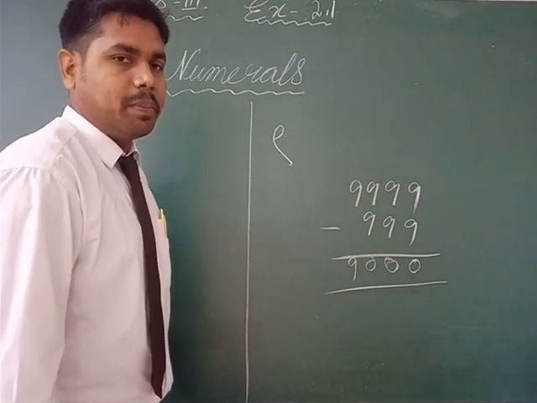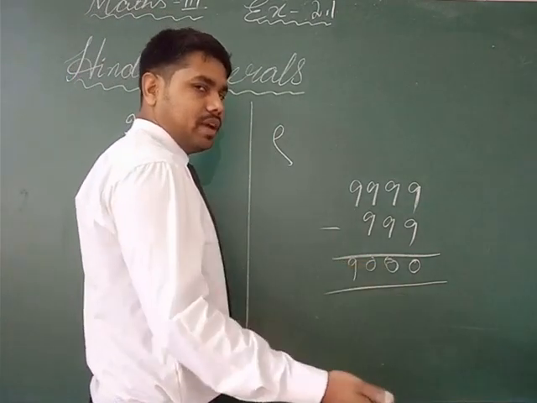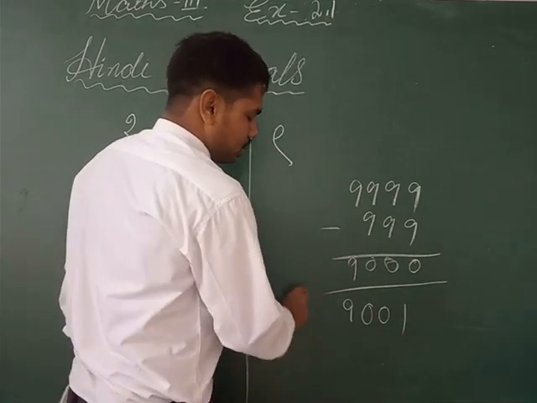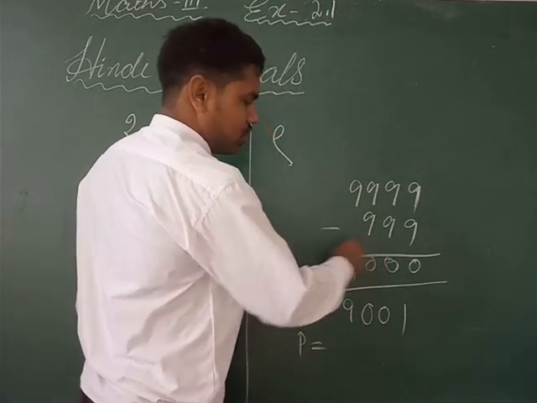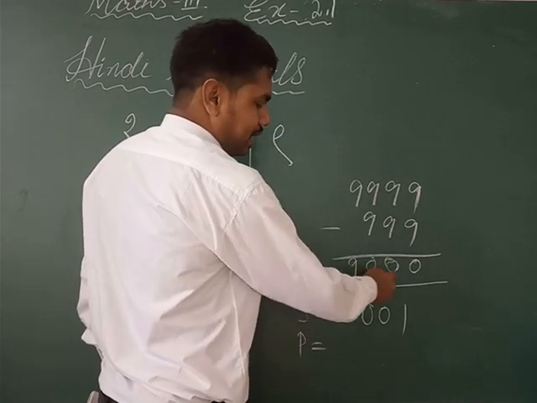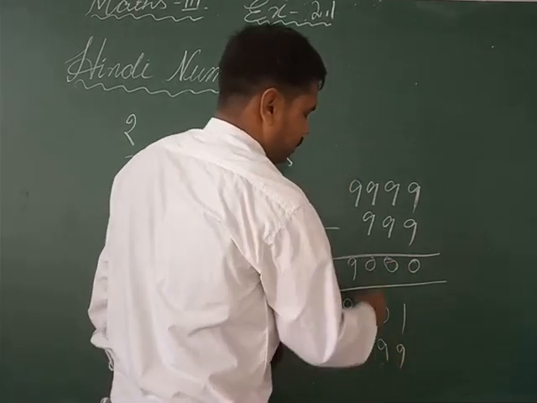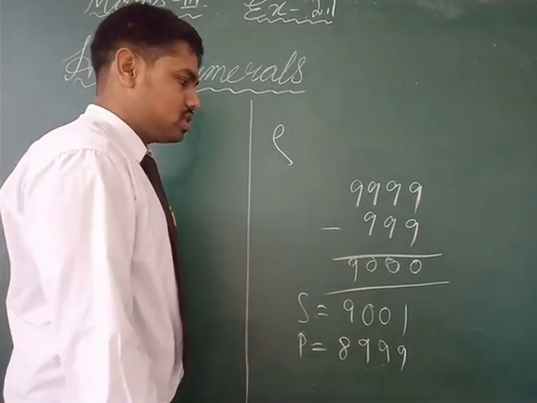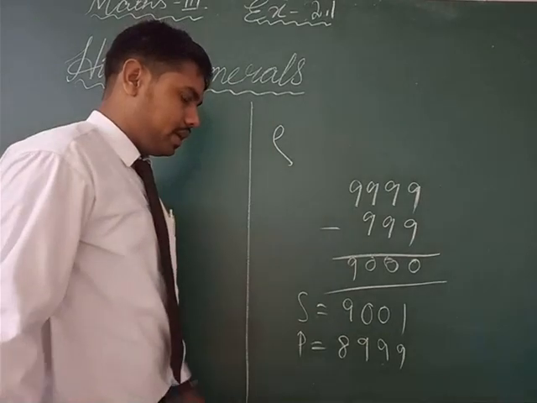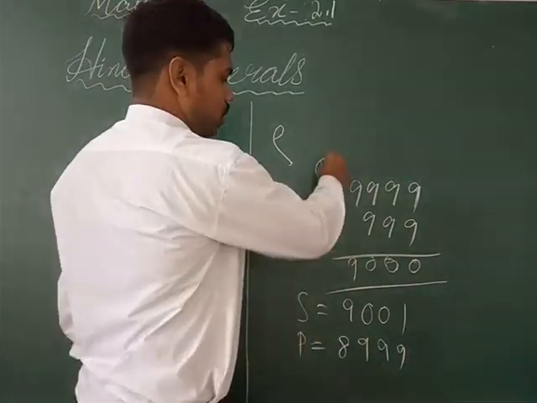Now you have to write the predecessor and successor of this number. Successor means we add 1, so the successor will be 9001. The predecessor will be 1 less than that, that means 8999. When you add 1, it will be 9000. So this is how you can solve question number 12 of miscellaneous exercise of chapter 1.